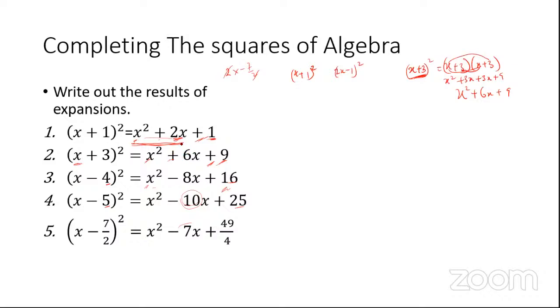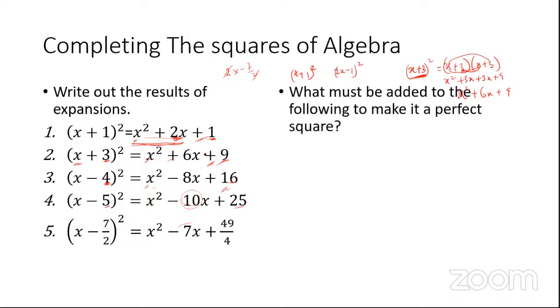Half of 6 is what? Is 3, which is this one. Then 3 squared is this. Half of minus 8 is this minus 4 here. Minus 4 squared is 16. Half of minus 10 here is what? Minus 5. Minus 5 squared is what? 25. Half of minus 7 is minus 7 over 2. Minus 7 over 2 squared. And likewise of these two, half of 2 is 1. 1 squared.